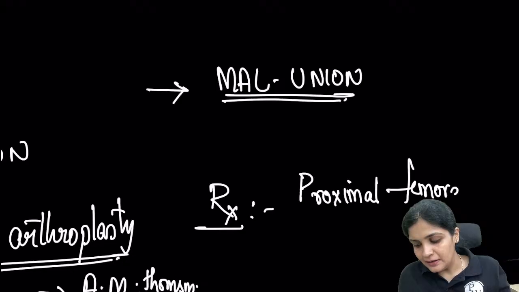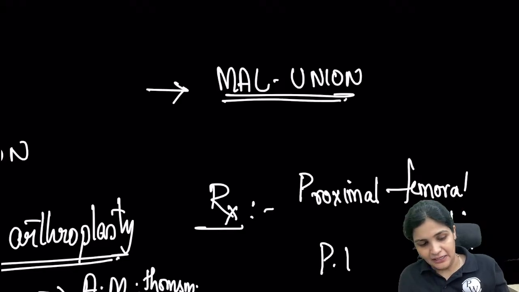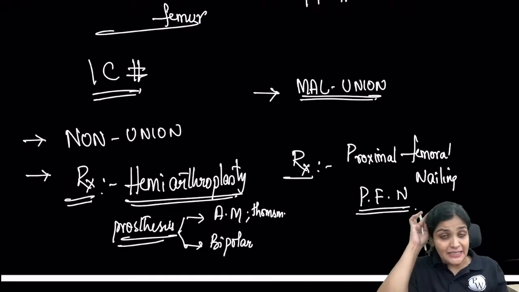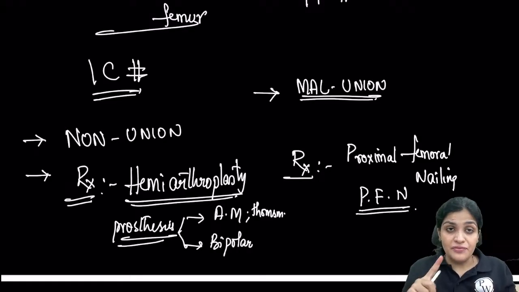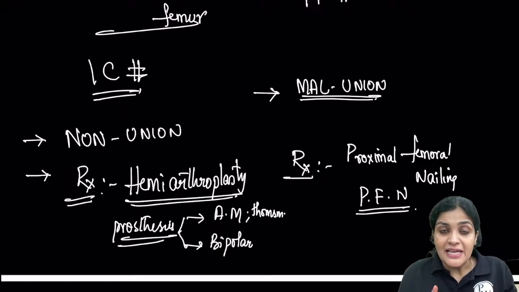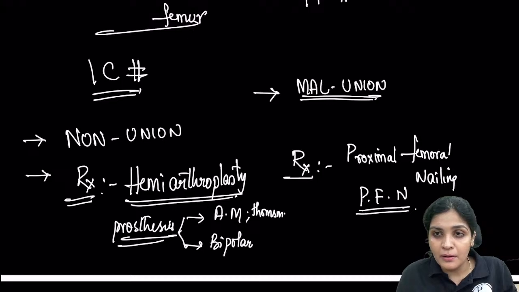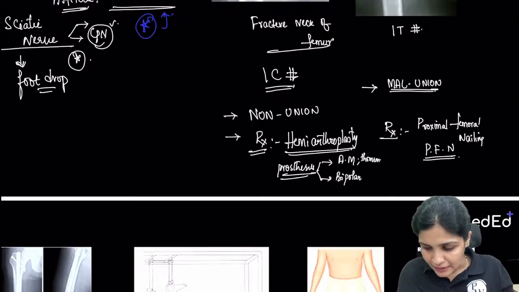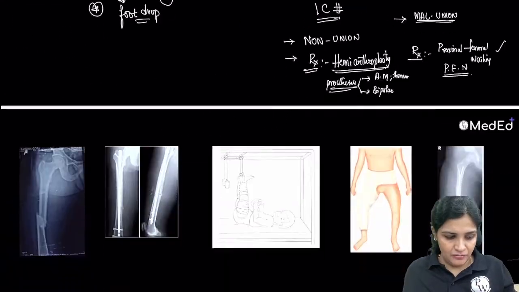And what is the treatment for IT fracture? Proximal femoral nailing. That is PFN. Okay, very important. This has been asked in the INICET. Three questions have come. The first question was, what is the treatment of IC? Second question was, what is the treatment of IT? In the same exam they have asked. So first, what is the treatment of IC? Hemiarthroplasty. Very good. Treatment for IT? Proximal femoral nailing. Very good, Raj.